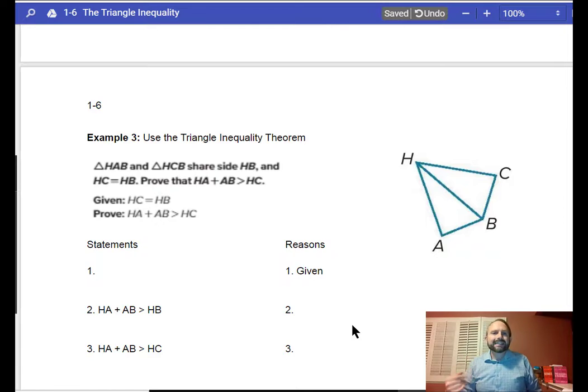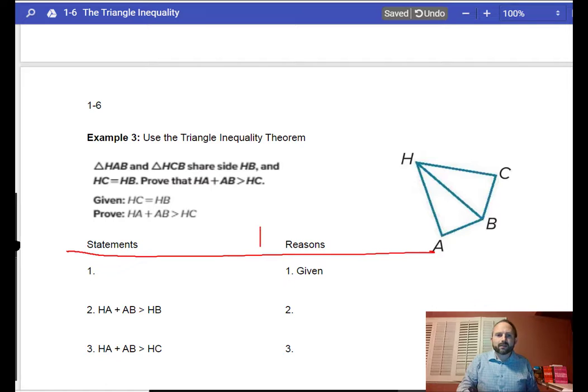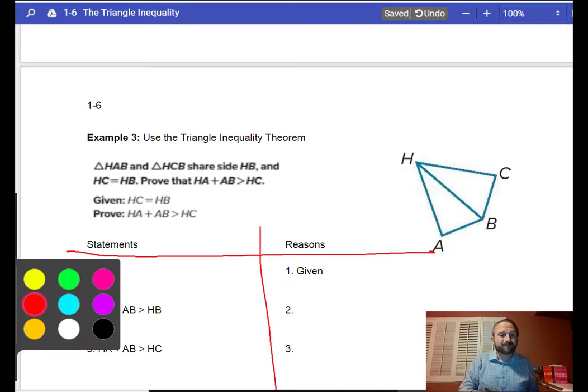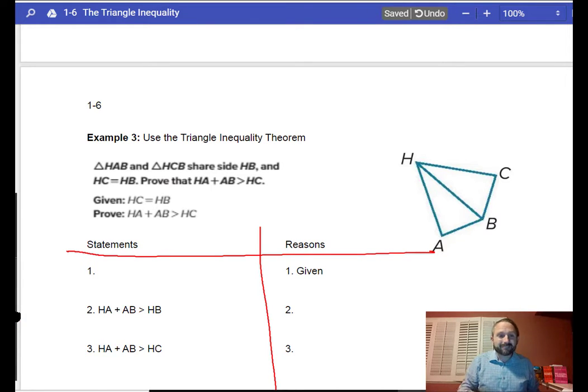Use the triangle inequality theorem. So, this is jumping into 2-column proofs. 2-column proofs look like this. They have 2 columns. That's pretty much it. So, when we get it set up like this, we understand, hey, we're going to be inputting certain things. We're going to say, hey, we're going to come from here.